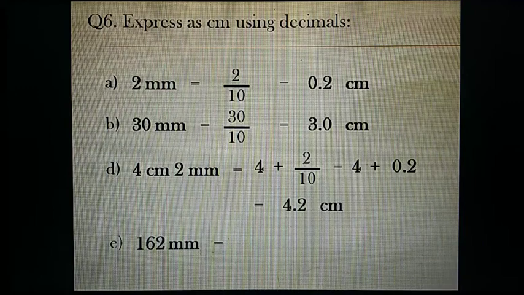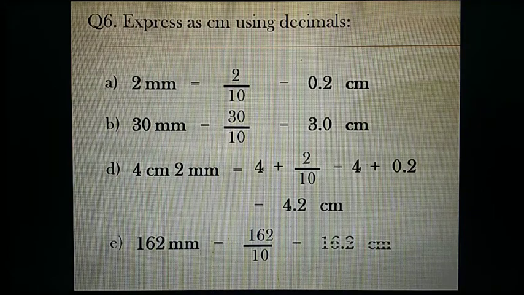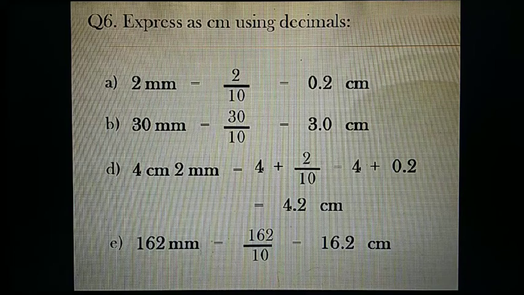162 millimeter. Divide by 10 to get the answer in centimeter. 10 in the denominator means the point will be after one digit from right. Answer is 16.2 centimeter.